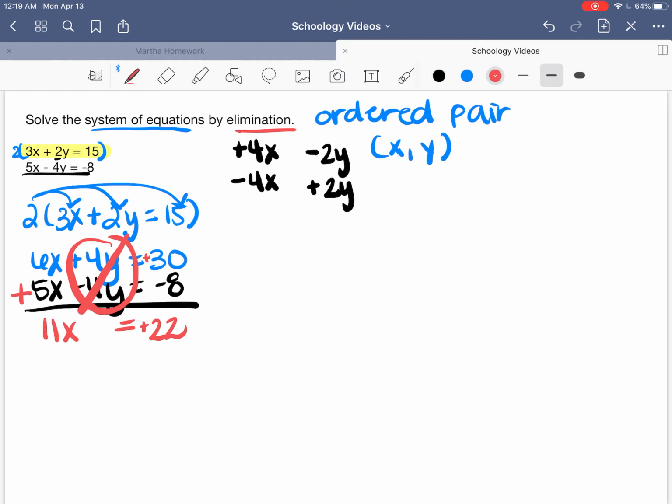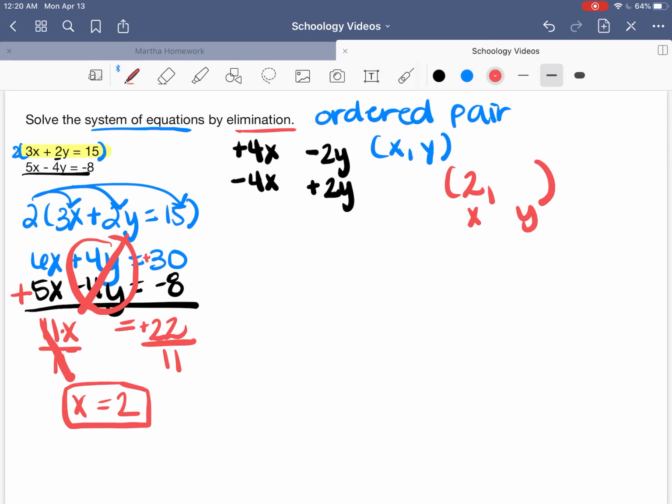All right. Is there any way for me to get the x completely on its own? I would have to get rid of that 11. So notice this is 11 times x. To get rid of it, I would divide both sides by 11. 11 divided by 11 gives me 1, so they cross out. And 22 divided by 11 is 2. So notice here that I already have part of my answer. I have the x. But my answer always needs to be x comma y. It needs to have both an x and a y. It needs to be an ordered pair.